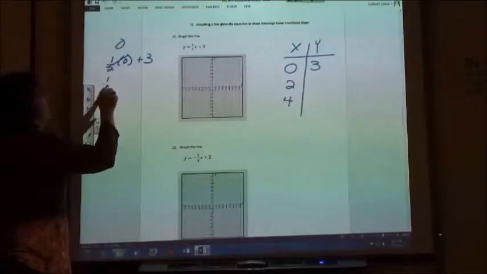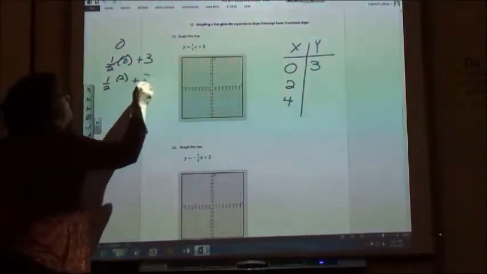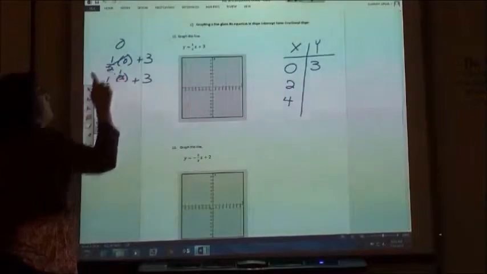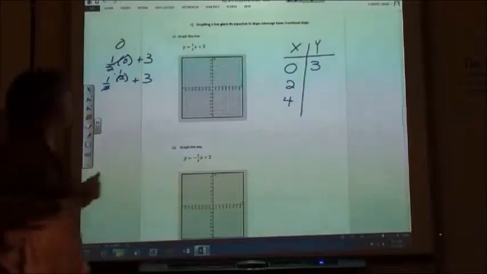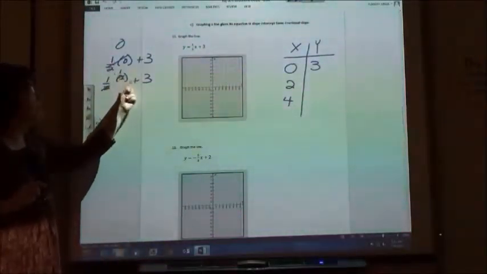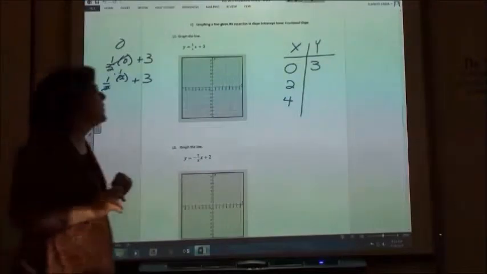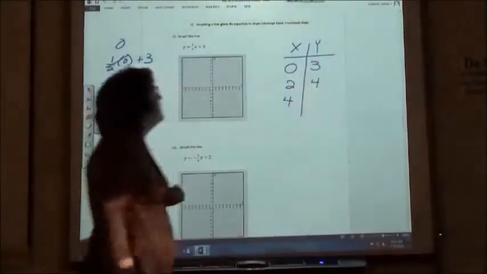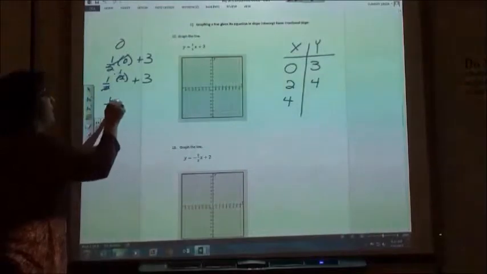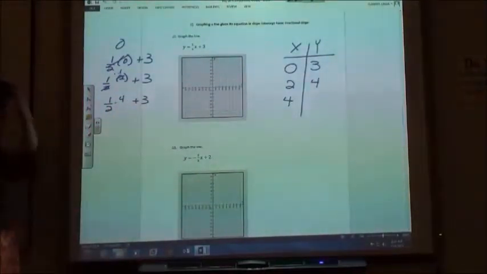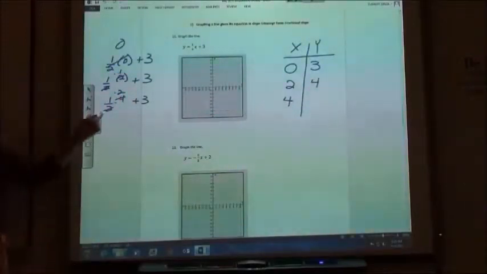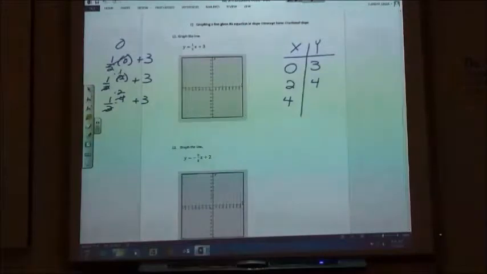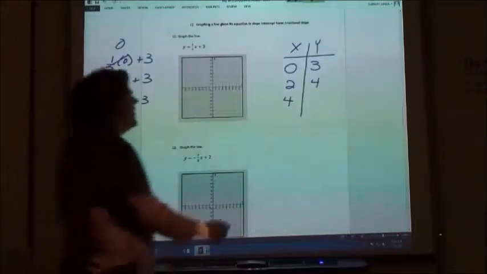So 1/2 times 2 plus 3, but you can cancel out 2's. Think of it as 1, so it's going to be 1 plus 3, so that's 4. Now you're going to do 1/2 times 4 plus 3. We can still cancel out. 2 goes into 4 2 times, right? So I'm going to get 2 plus 3, which is 5.